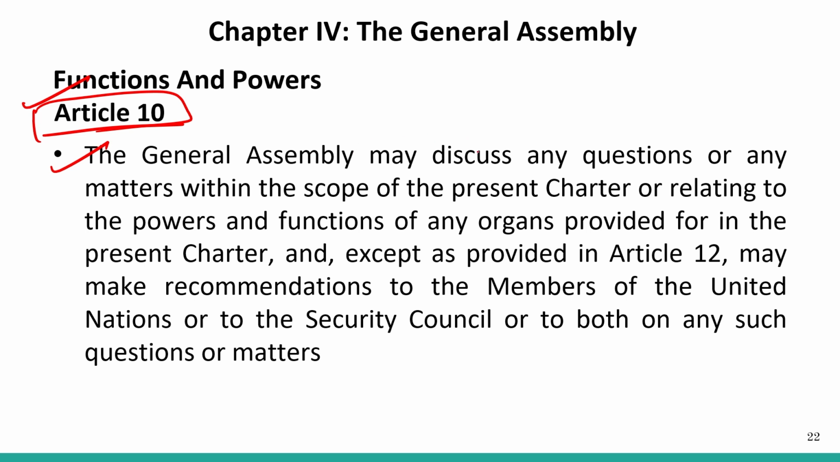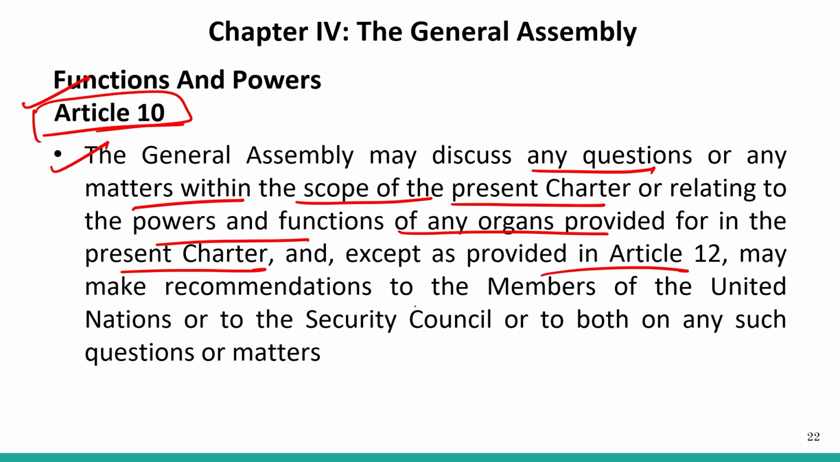The General Assembly may discuss any questions or matters within the scope of the present charter. First thing, or relating to the powers and functions of any organs provided for in the present charter. We are talking about the powers that have been enumerated through the different organs of the United Nations, and any matter that is coming towards the General Assembly in regards to any questions or matters within the scope of this present charter, obviously they are going to discuss it, and except as provided in Article 12 may make recommendations to the members of the United Nations or to the Security Council or both on any such questions or matter.